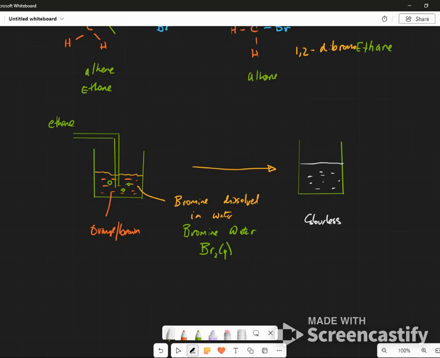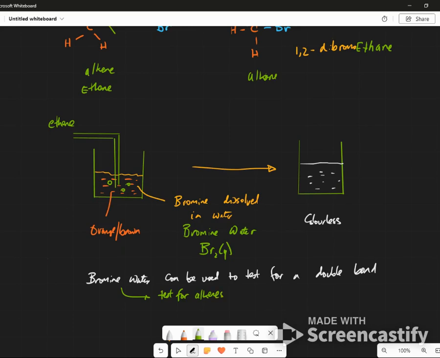Therefore, bromine water can be used to test for a double bond. Because if I put ethane in here, nothing will happen. But if I put ethene in, it will go from brown to colorless. So bromine water is a test for a double bond. In other words, we can use bromine water as a test for alkenes.